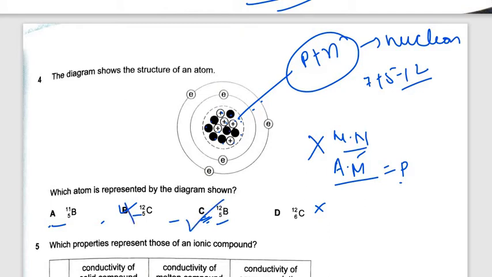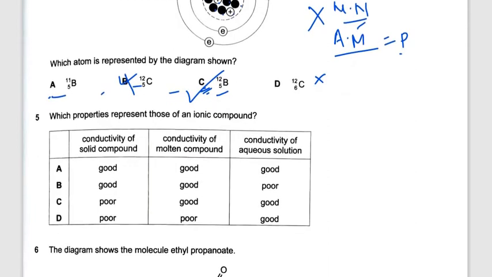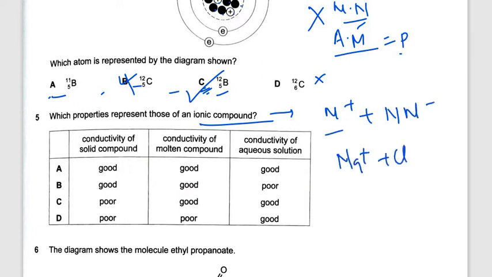Only C is the correct option. Now let's see question number 5. Which property represents those of ionic compound? What is an ionic compound? An ionic compound is formed between the cation, which is always a metal, plus anion, which is always a non-metal. For example, sodium ion plus chloride ion will give you sodium chloride.